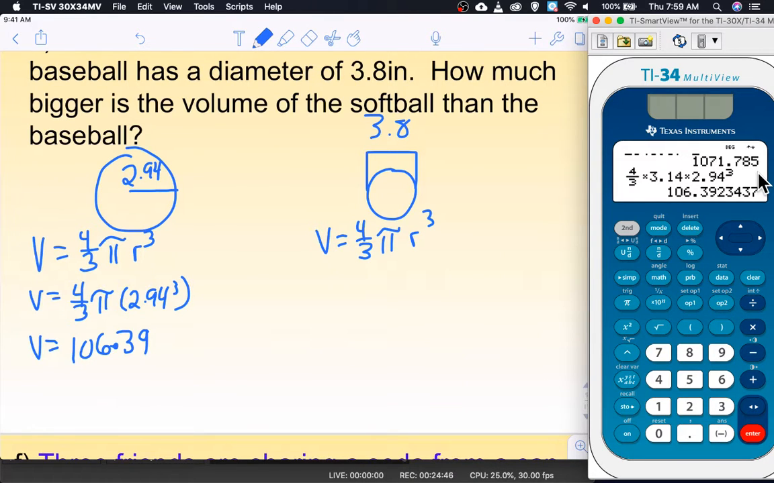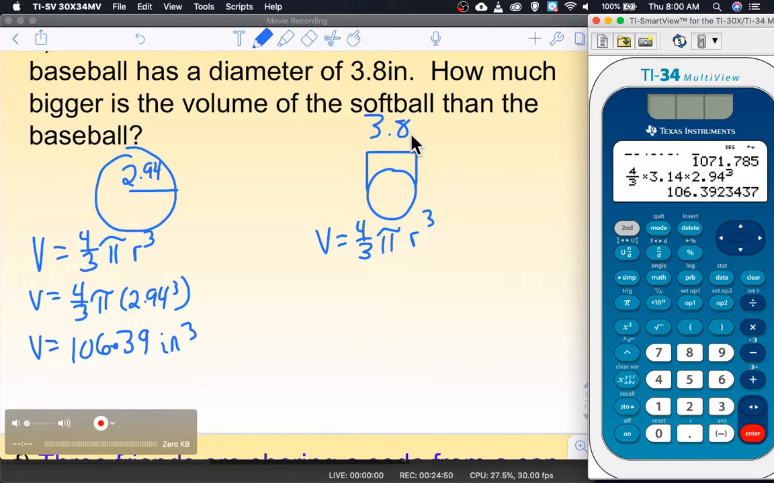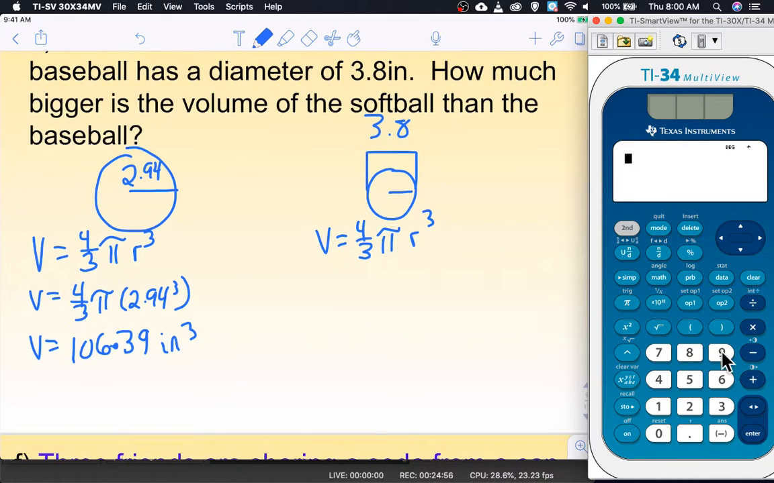Now, volume of baseball. Well, again, we need to convert this diameter to a radius. I need a radius to throw into my formula. So I'm going to take the 3.8 and cut it in half, divide by 2. That gives me a radius of 1.9. So V equals 4/3 times pi times 1.9 cubed. And I can type that in the calculator.